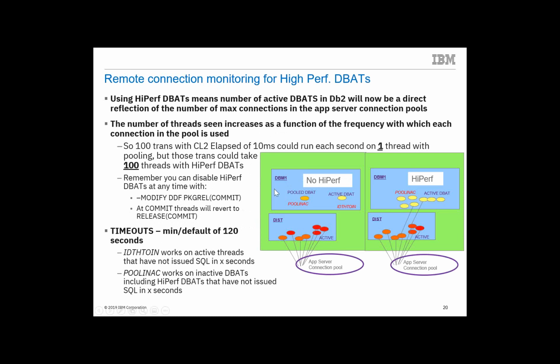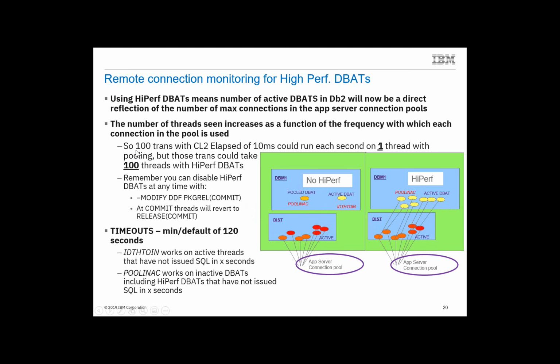What's this look like? We're using high performance DBATs, and I've got a little animation here. So no high performance DBATs, how it normally works: a request comes in, it uses a thread, at commit, the connection goes away. Now, if I enable high performance DBATs, when these connections come in, they're going to grab onto a thread and hold it for up to the POOLINAC timeout value. So up to the default of 120 seconds, you may have a thread with nothing running on it. So your number of concurrent threads is going to go up astronomically.